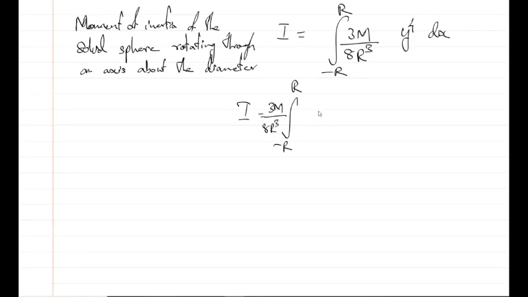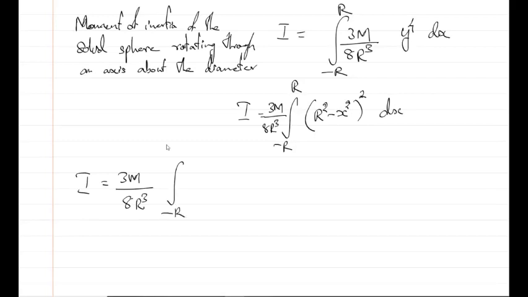And y power 4 will become (r square minus x square) whole square, because y square is r square minus x square. This is y square whole square. So this is (r square minus x square) whole square dx. Now you have to do this integration, which we actually did yesterday. You have to expand that bracket, and then integrating will be easier.